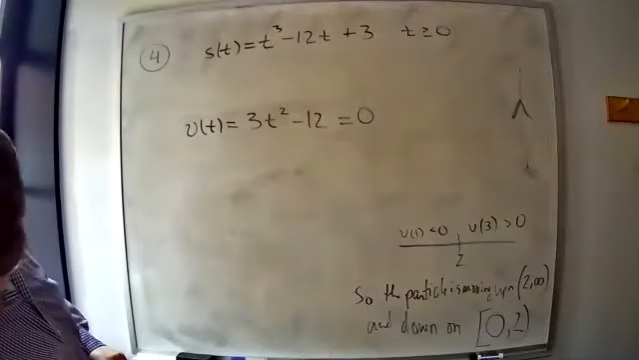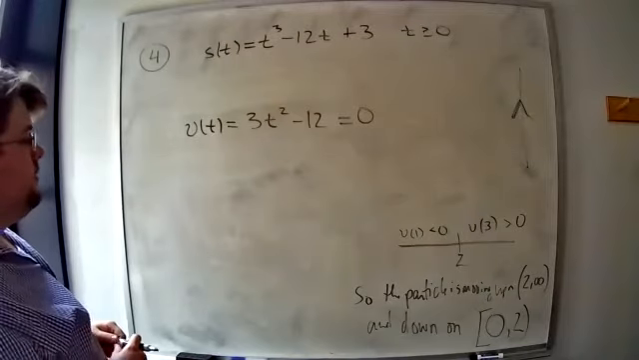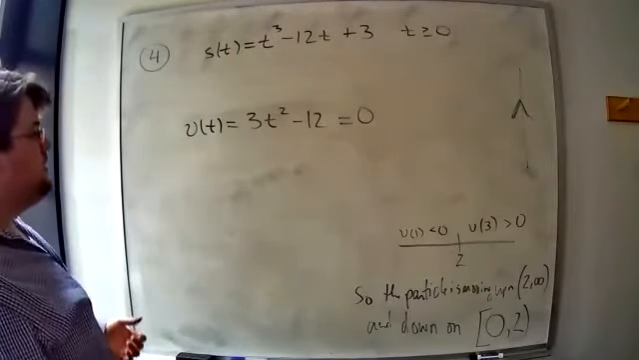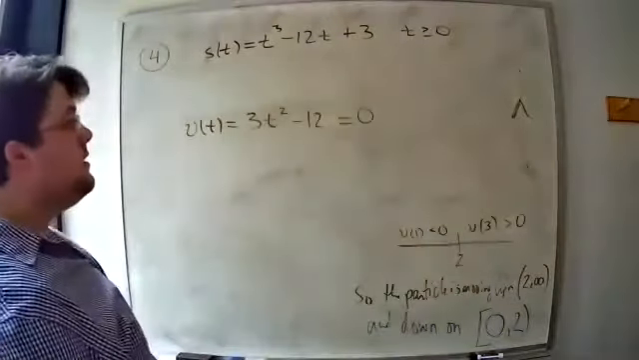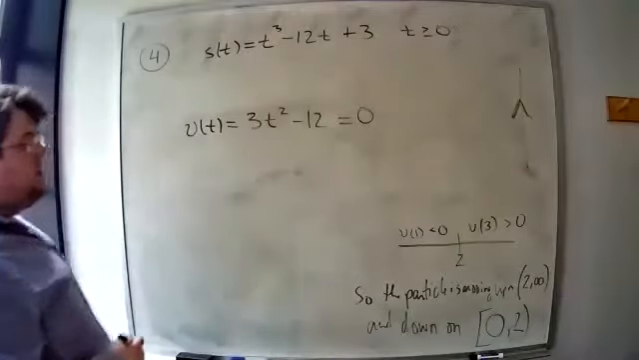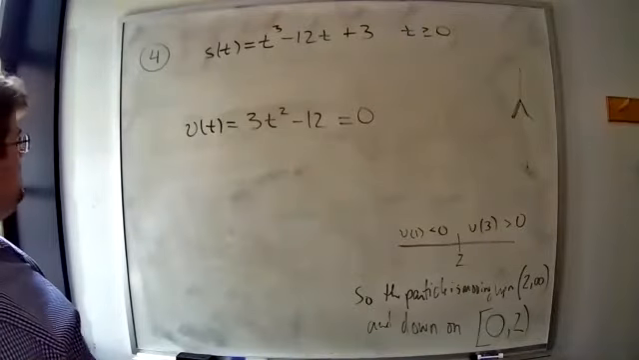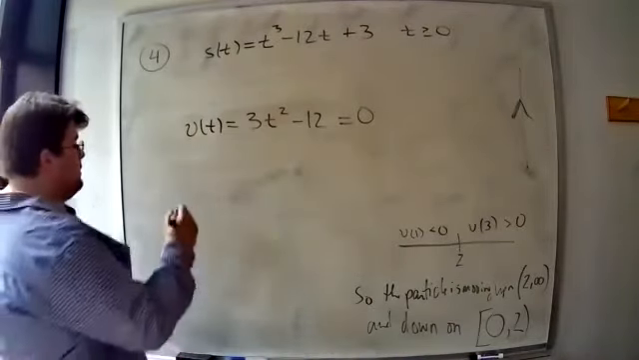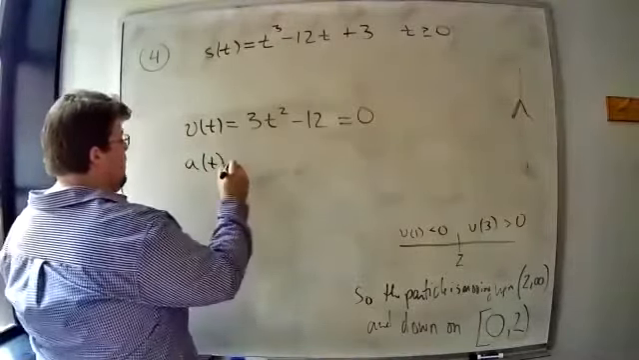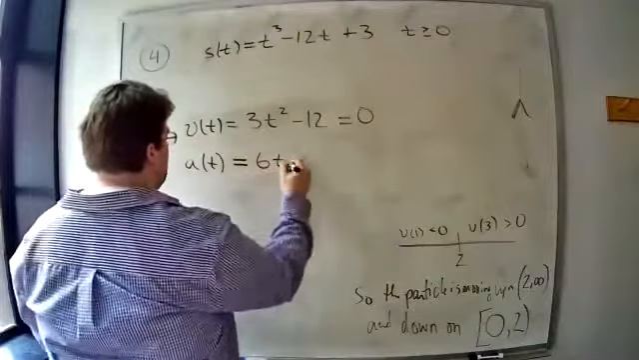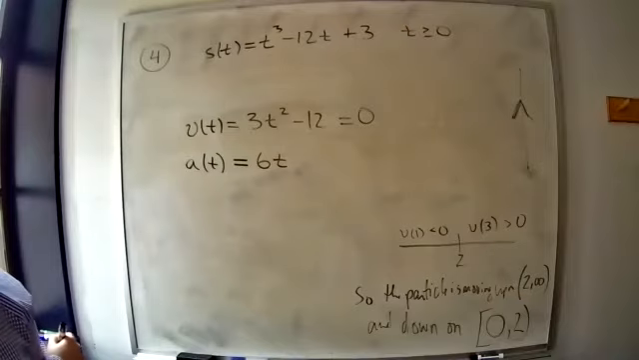Is the particle speeding up or slowing down at time 1? And then is the particle speeding up or slowing down at time 3? For these, it is very important to keep the direction in mind. Now, what's going to tell us about how velocity is changing? Well, the derivative of velocity tells us the rate of change of velocity. So the acceleration function tells us about how velocity is changing on that line. Our acceleration function is 6t.